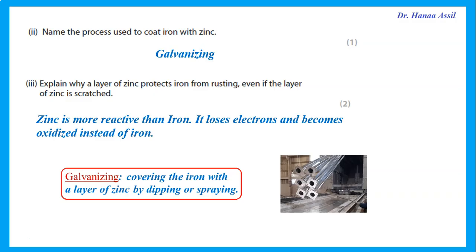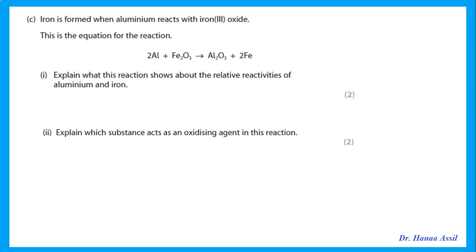So long as there is a piece of zinc touching the iron, it is the zinc that would react and not the iron, until there is no more zinc. Iron is formed when aluminium reacts with iron 3 oxide. This is the equation. So we have aluminium plus iron 3 oxide to give aluminium oxide plus iron.